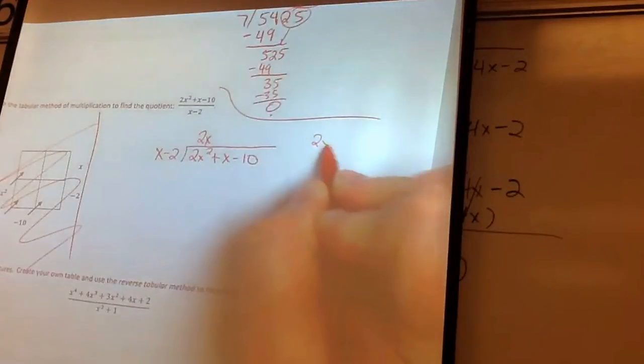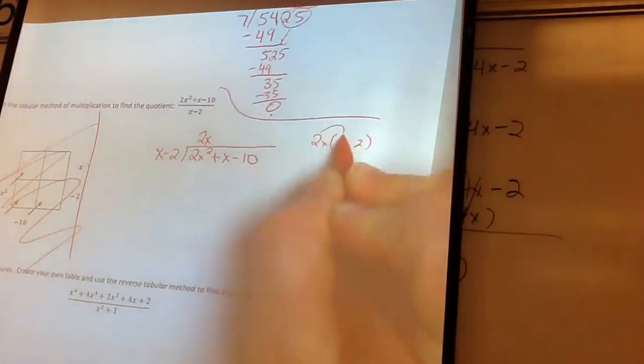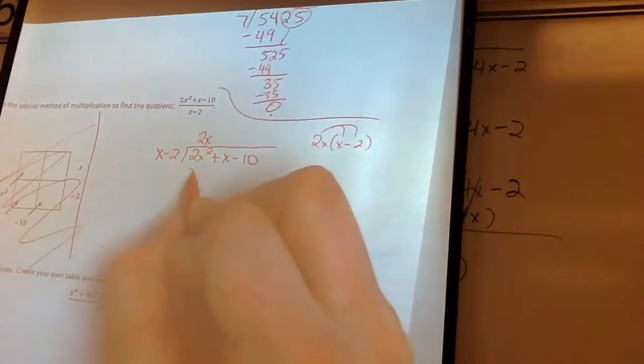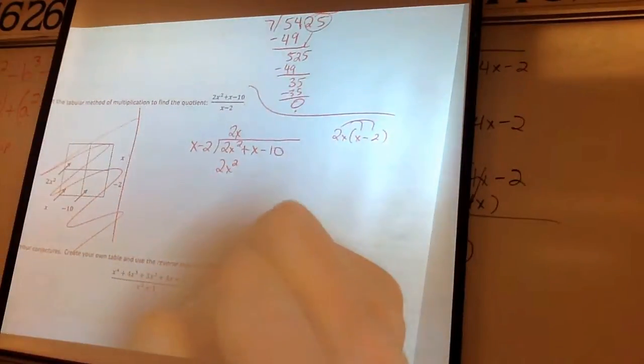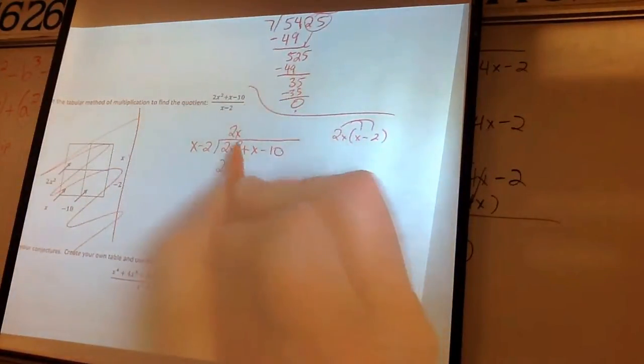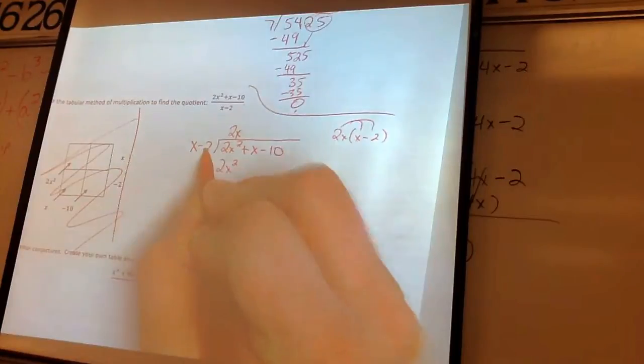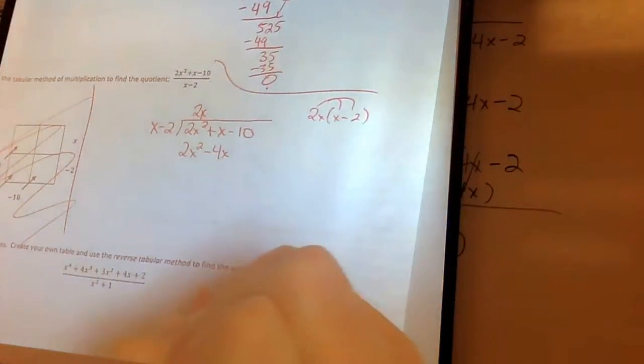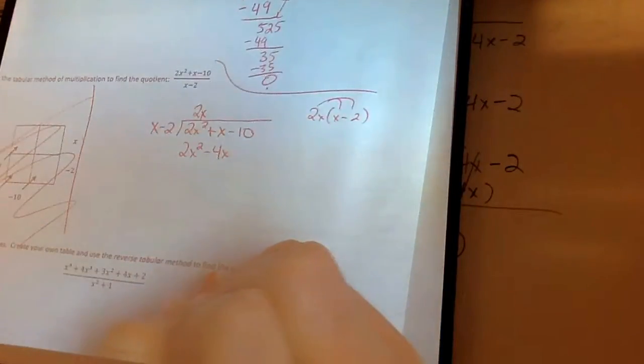It's just like this. 2x times x minus 2, a little distributive property, right? What's 2x times x? 2x squared, I hope. That's what we were going for, right? And then you have to do also 2x times negative 2. Negative 4x.